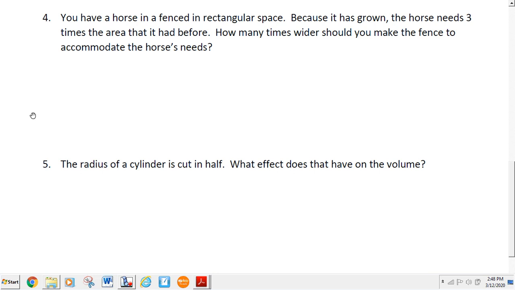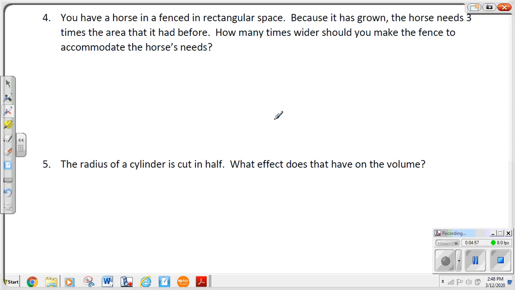Number 4. You have a horse in a fenced-in rectangular space. Because it has grown, the horse needs 3 times the area that it had before. How many times wider should you make the fence to accommodate the horse's needs? So we're talking about the area of a rectangle, which has the formula A equals length times width. We need this to be 3 times the size. So this means that the area needs to be 3 times length times width.